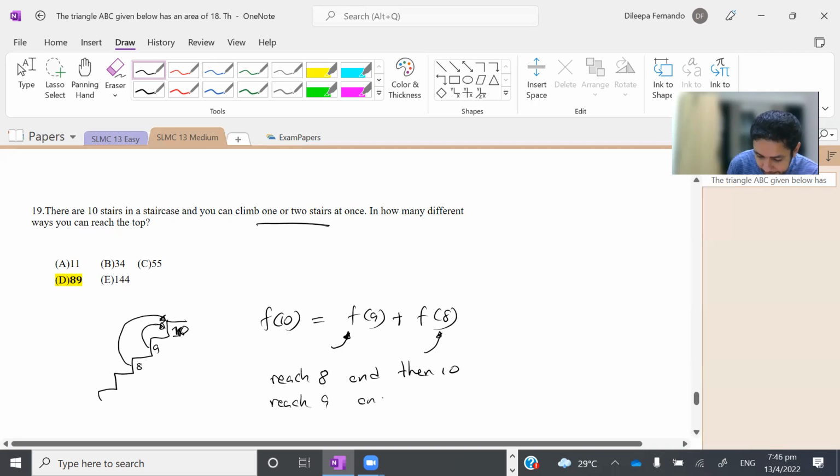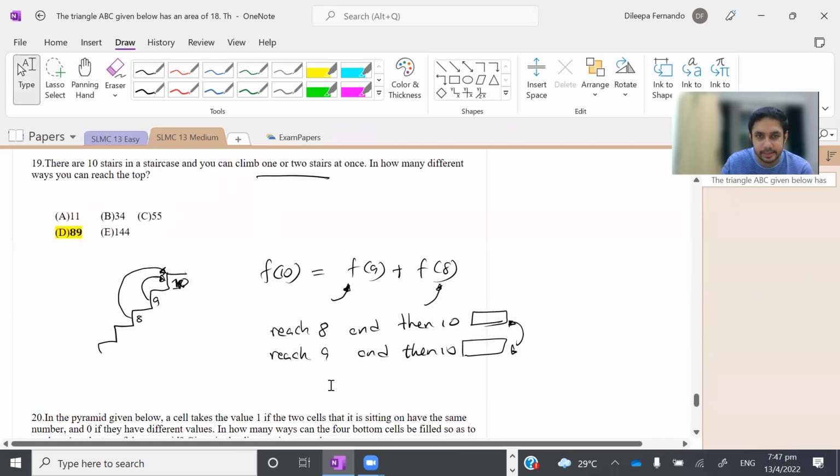Reach 9 and then 10. So it's another event. So there are a number of possibilities. These two should be added to compute F10. And you can see that this recursion can be computed for other ones as well. When you consider the 9th step also, you can have the same thing.